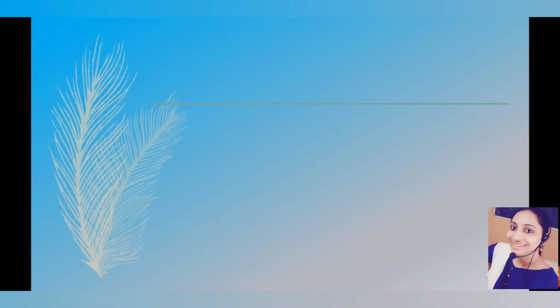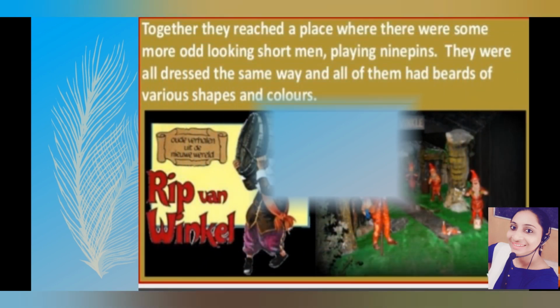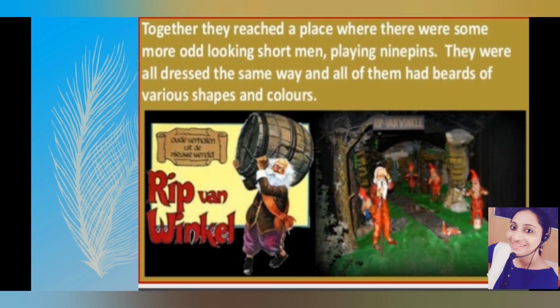Then what happened, children? Together, they reached a place where there were some more odd looking short men playing nine pins. They were all dressed the same way, and all of them had beards of various shapes and colors. So they started walking together holding that barrel, and when they reached a place, there were some more short men, all dressed in the same way, playing a game called nine pins.